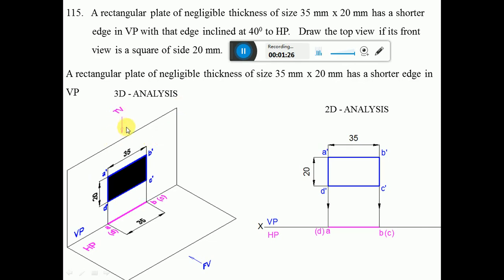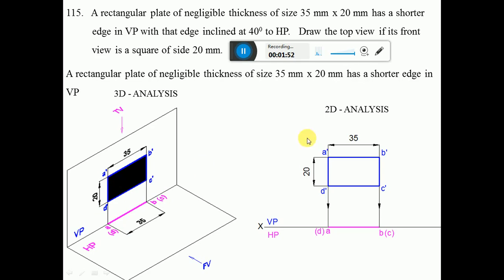Now, when you look from the top view, we can see that it is perpendicular to HP. So obviously in HP, you will get a line which is on the XY line because it is on VP. So when you look from the top view, A and B are near to the observer, so they are visible, and C and D are away from the observer, so they become invisible. So within brackets, C and D.